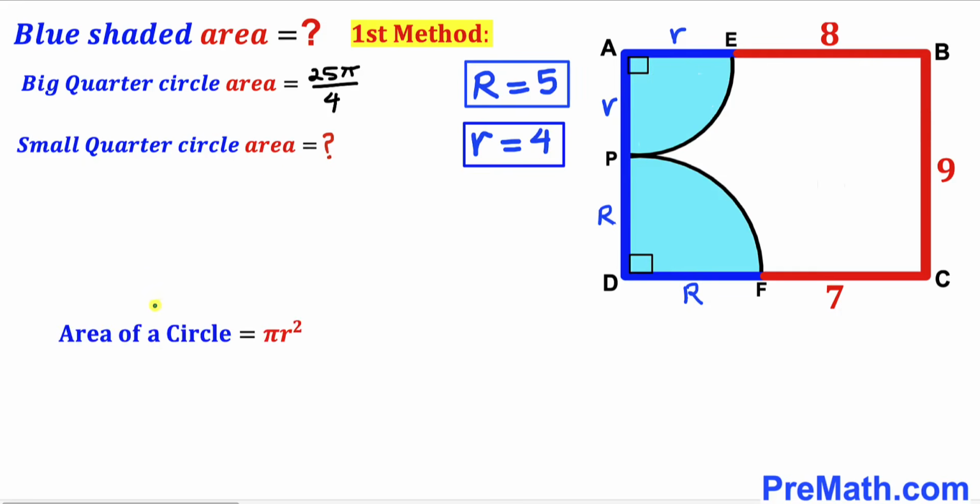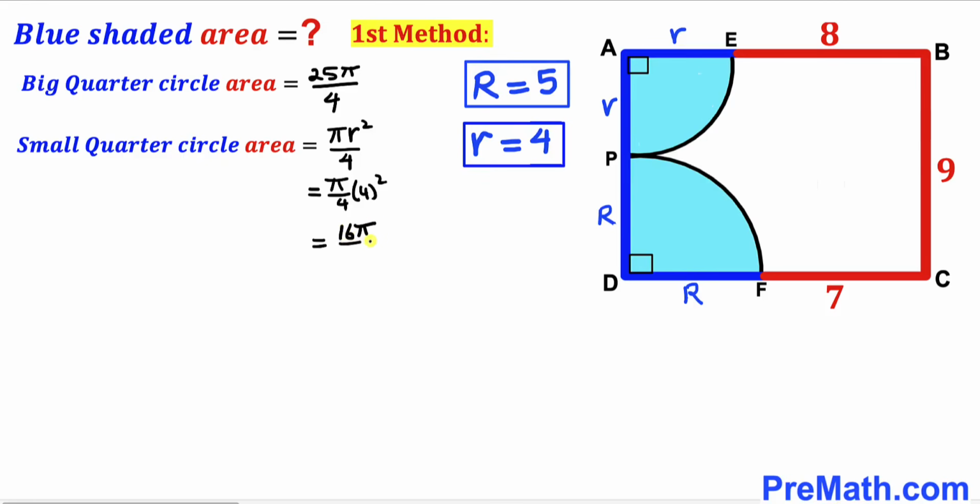And now let's recall the area of a circle formula once again. Area equals pi r squared, where lowercase r is the radius. So therefore, the smaller quarter circle area is going to be pi lowercase r squared, and we are going to divide that one by 4. And our lowercase r value is 4. I'm going to substitute that value over here, and that is going to be equal to 16 pi divided by 4.